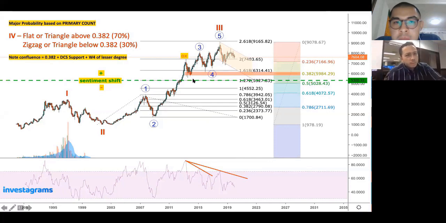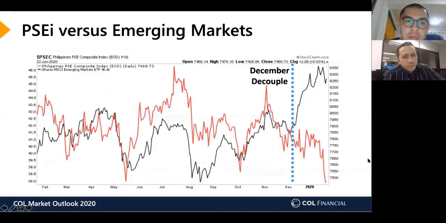Now, it's also been said, so this is a chart taken from the recent COL market briefing. This is something I'd like to touch on as well for the charting session today.